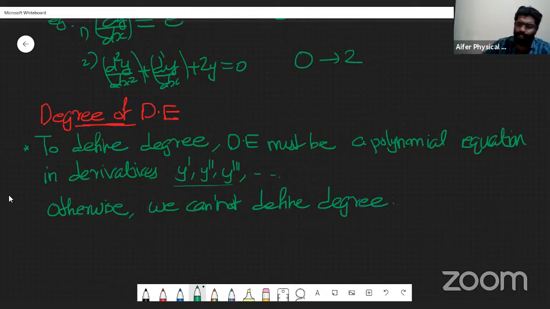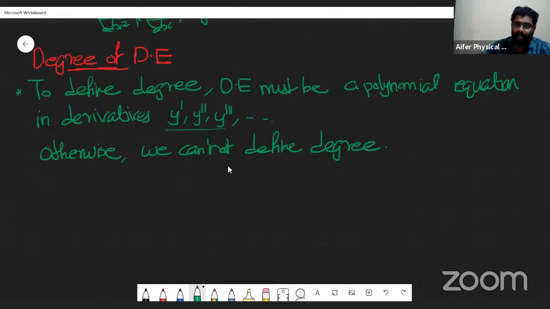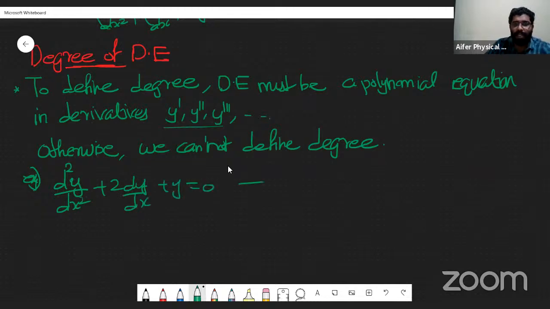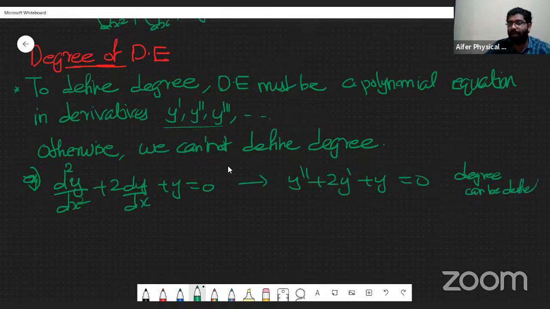Okay, we will come to the example. Example we can take: d square y by dx square plus 2 dy by dx plus y equal to 0. If you see this, y double prime plus 2y prime plus y equal to 0. So this is actually a polynomial in derivatives, right? So here the degree is defined. Degree can be defined. What is degree? I will tell you in a minute.